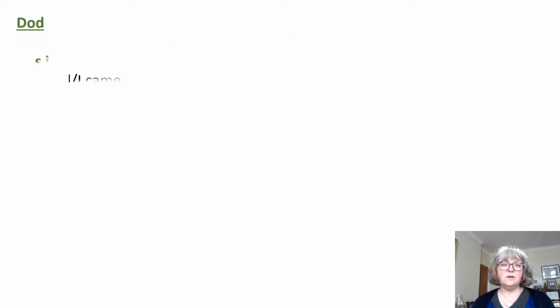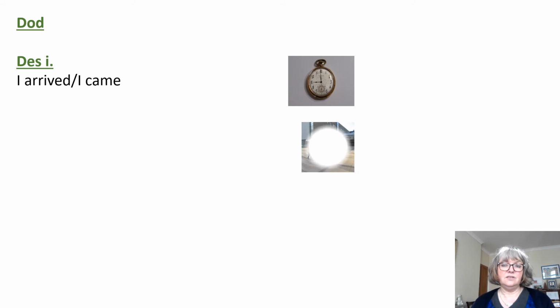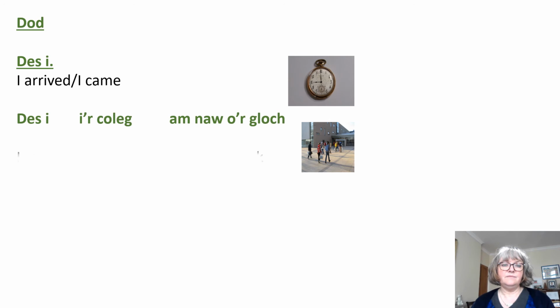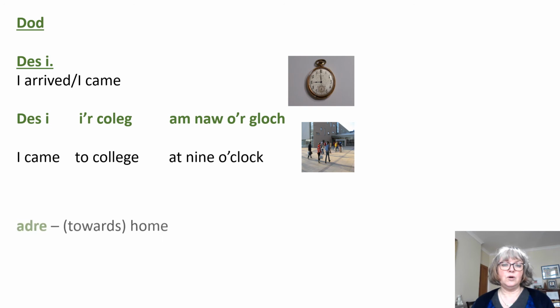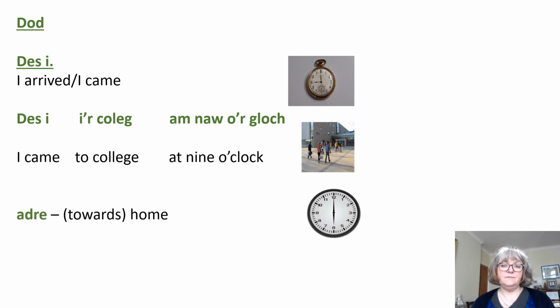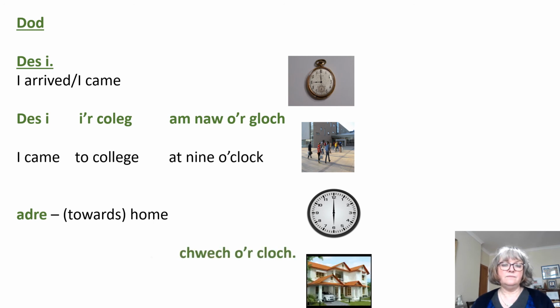So dod is the last one. Dod is to come or to arrive. Des i. So you could say, I came to college at 9 o'clock. Des i i'r coleg am 9 o'r gloch. And then adre, towards home. You could say, I came home at 6 o'clock. Des i adre am 6 o'r gloch.